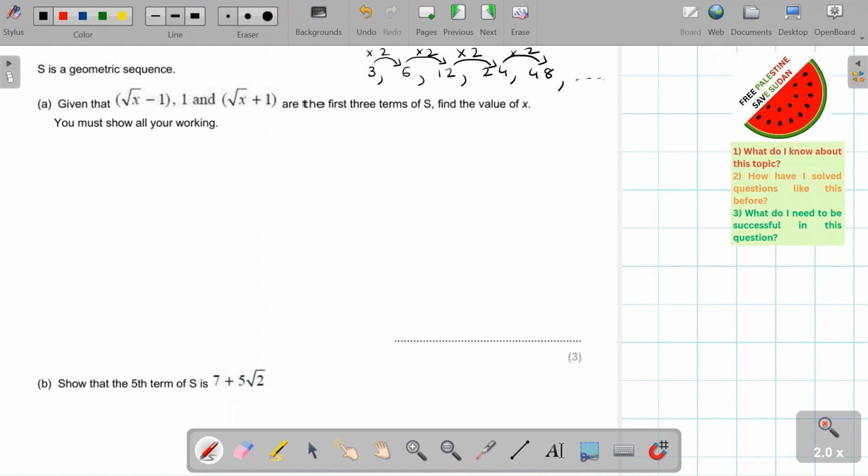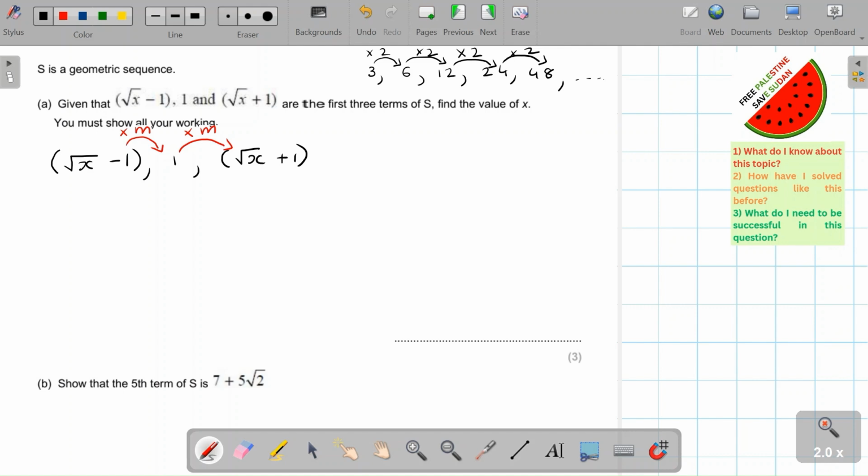So it says given that root x minus 1, 1 and root x plus 1 are the first three terms of S, find the value of x. So I'm going to write out my sequence first. So root x minus 1, then 1, and then root x plus 1. Now, bearing in mind what we know already about geometric sequences, I'm going to multiply this by something. I'm going to call it m for now. So root x minus 1 times m gives me 1. 1 times m gives me root x plus 1.